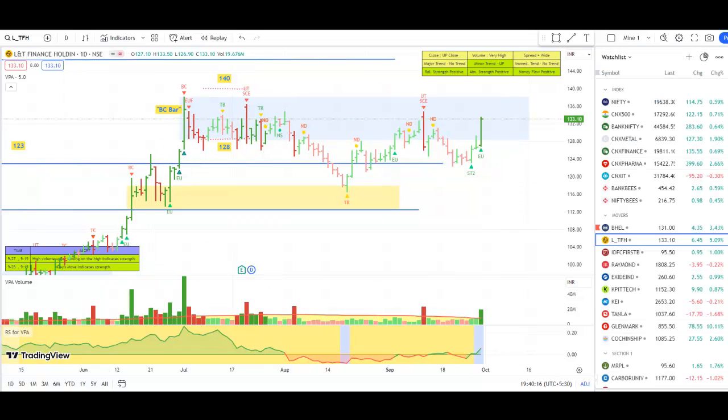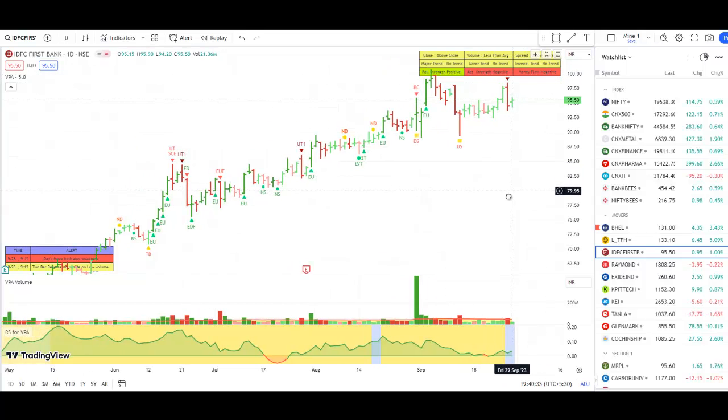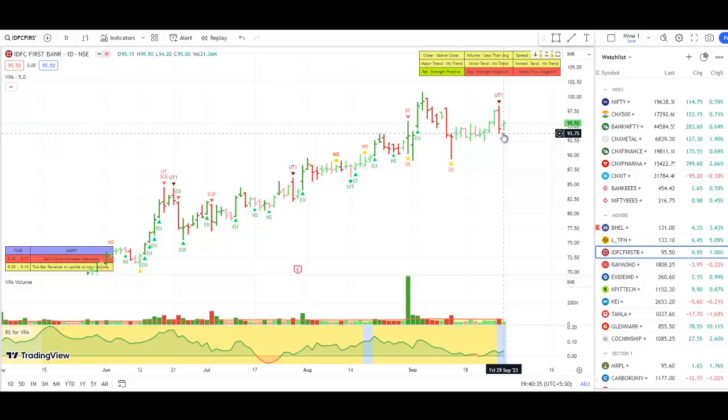Let me go to another stock. You can see the change. As you can see here, the absolute strength is negative and the money flow has also become negative in this case. So this way, this is quite helpful. So if all are green, that is the best condition for the stock. So this is another helpful feature which has been added in the VPA 5.0.